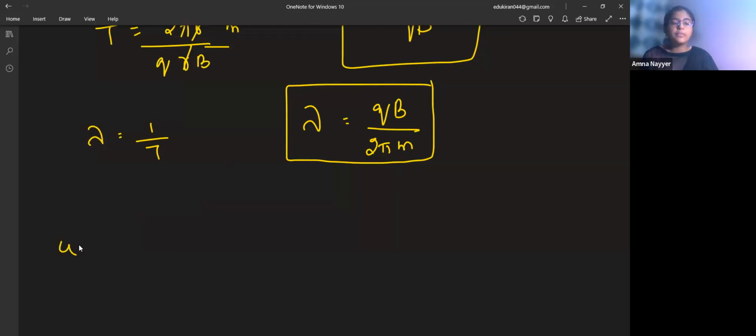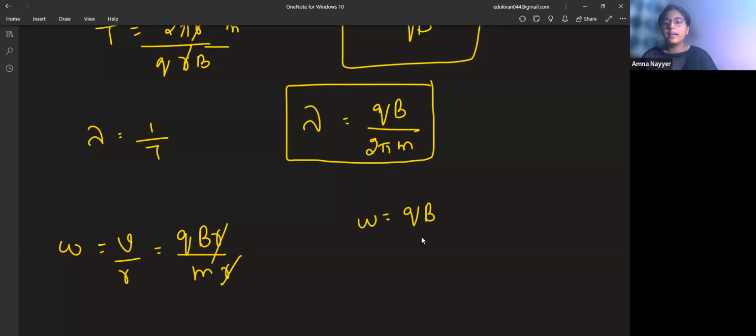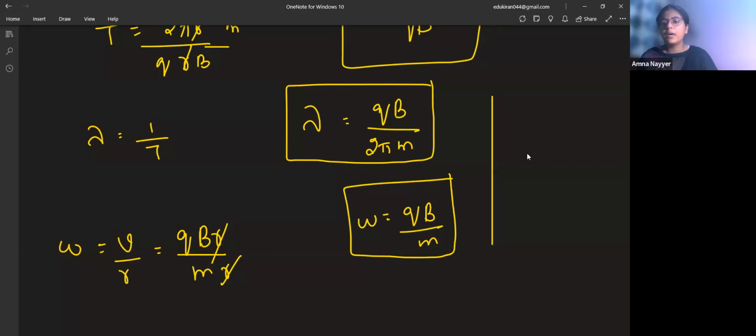One more thing. Omega was what? It was velocity divided by the radius, and velocity is QBR divided by M. And this r, so r and r get cancelled. Omega becomes QB by M. One more formula you can use: omega is actually 2 pi times frequency. So you can multiply this term with 2 pi, 2 pi will get cancelled. Again, you will get QB by M.